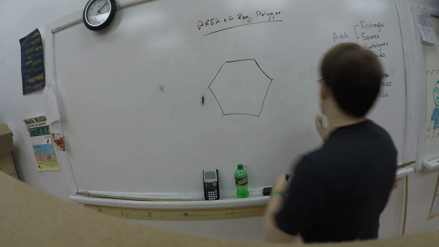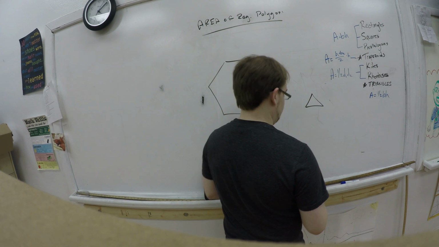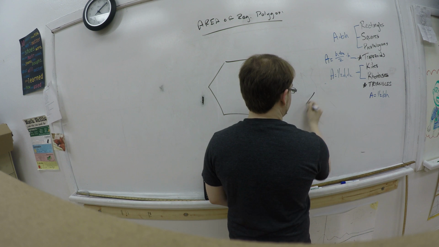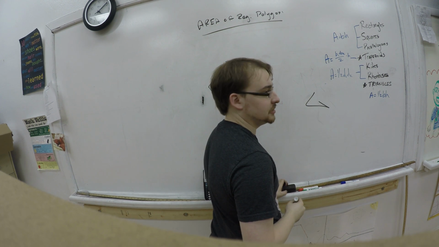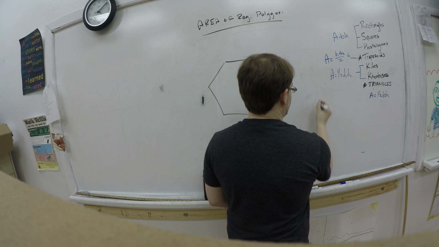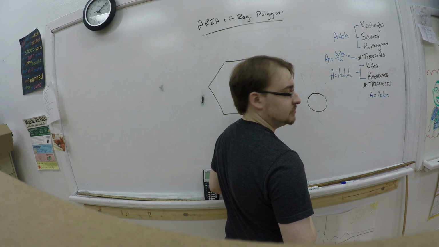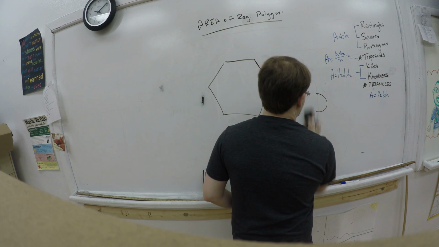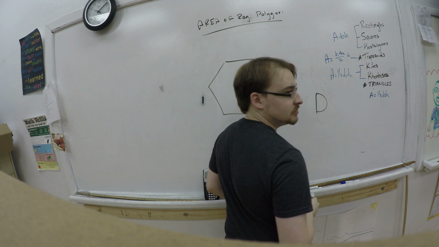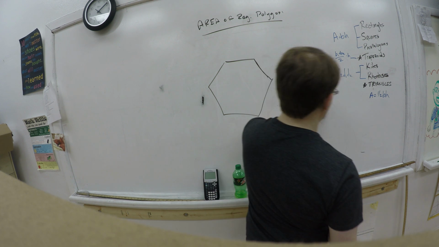So this is a polygon. This is not a polygon. It's not connected. This is not a polygon. It has curves. This is also not a polygon because it still has curves, right? But everything else is a polygon.